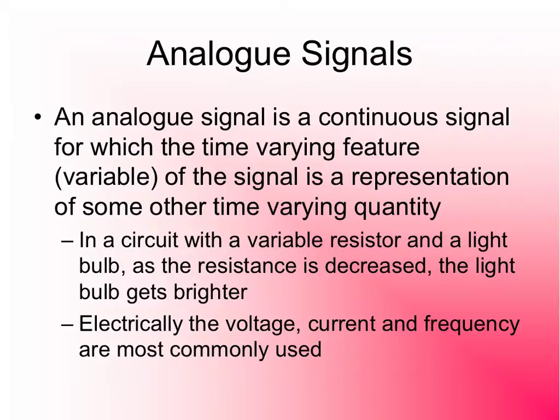If we have a circuit where you have some type of variable resistor and a light bulb, as you change the resistance, the brightness of the light bulb is going to change. As the resistance decreases, the light bulb gets brighter. So the signal here, the time varying feature, is the brightness of the light bulb, which is representing the change in the resistance of the resistor. When we're talking about circuits and currents, you generally see this as a change in the voltage, the current, or the frequency, being the most common ones that we use.